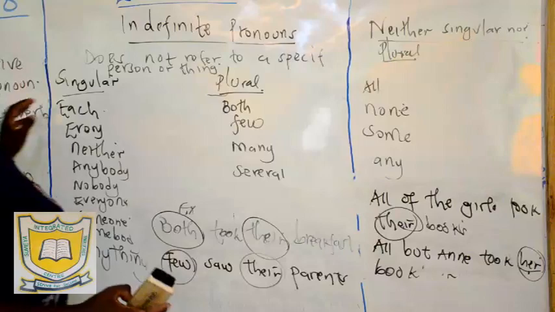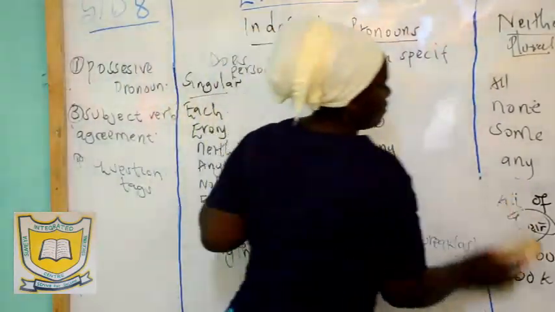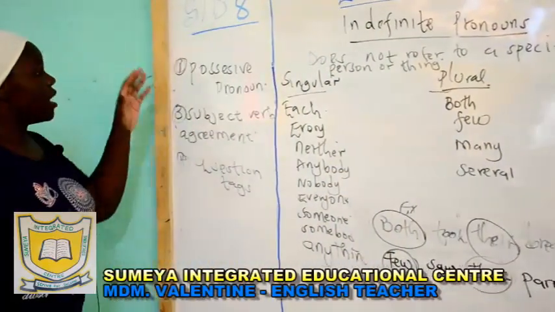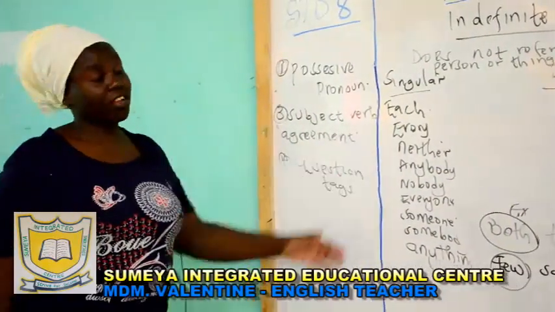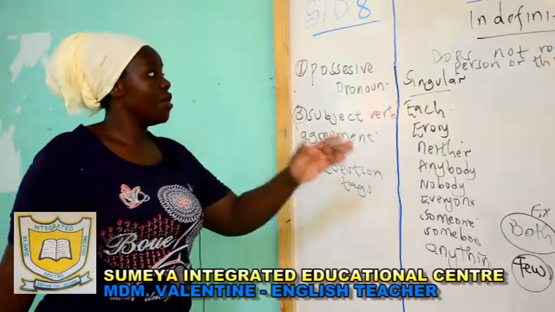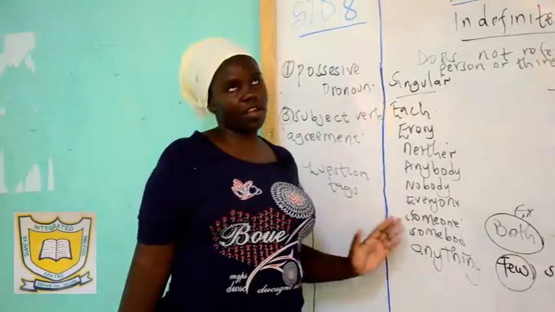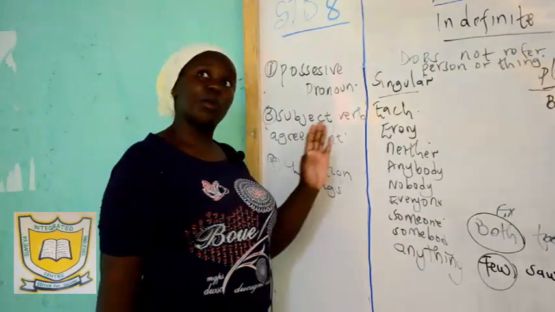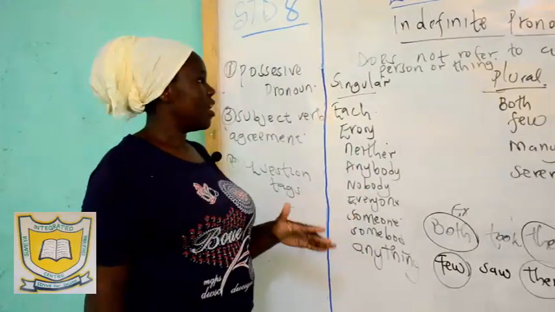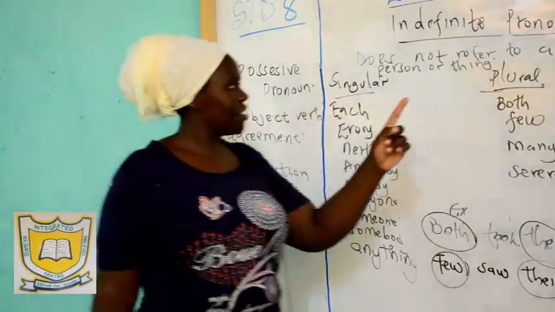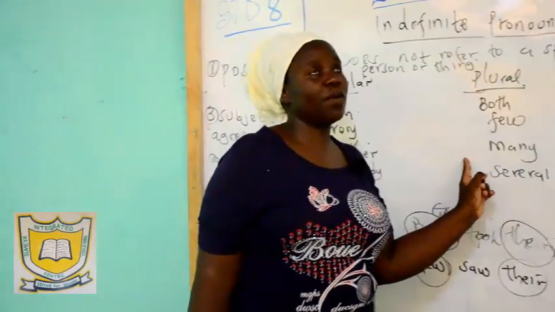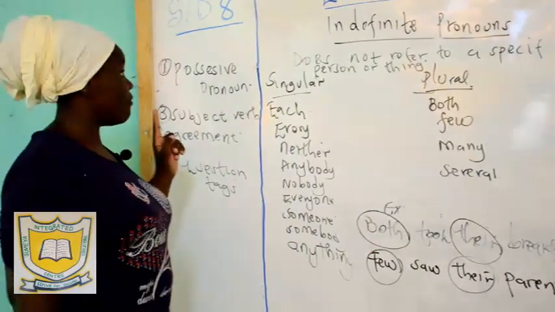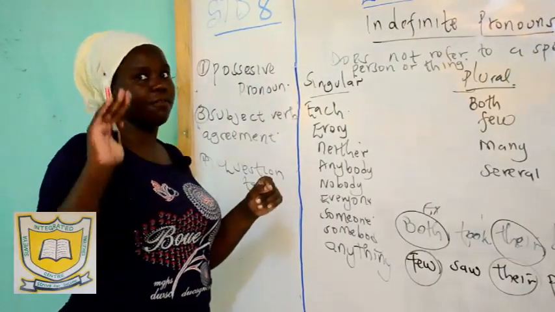Now, let's go to subject-verb agreement. So when it comes to subject-verb agreement, singular indefinite pronouns take singular helping verbs, or they take a plural verb. If I say it is a plural verb, it has an S on it. But when you come to plural indefinite pronouns, they take plural helping verbs, or they take singular verbs.